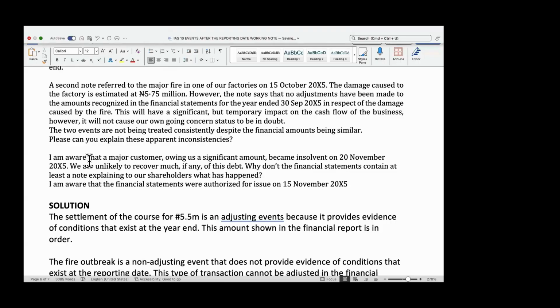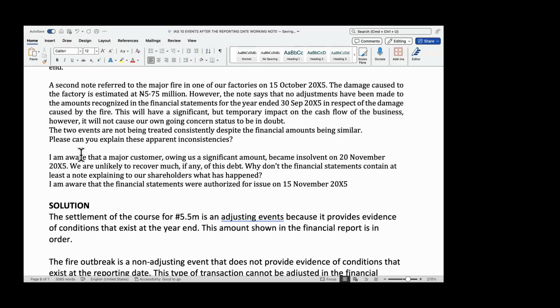The next paragraph says that I'm aware that a major customer owing us a significant amount became insolvent on 20th of November. We are unlikely to recover much, if any, of these debts. Why don't the financial statements contain at least a note explaining to our shareholders what has happened? Can anyone respond to this?